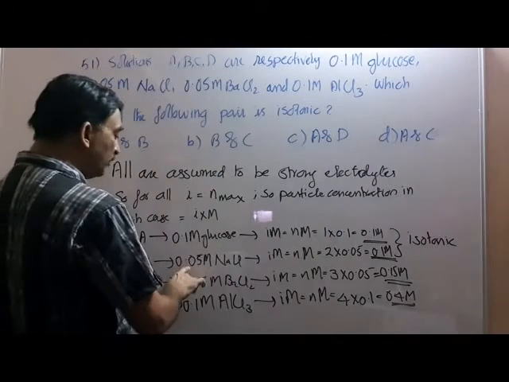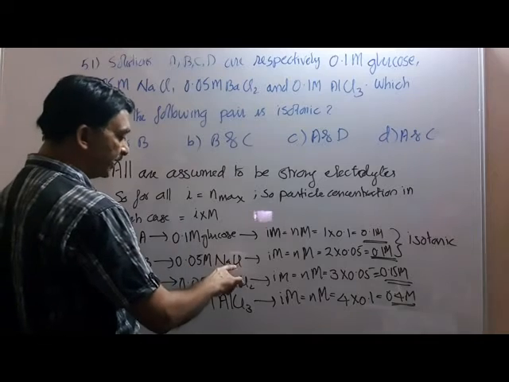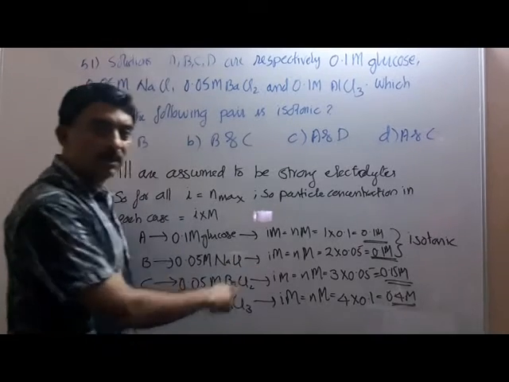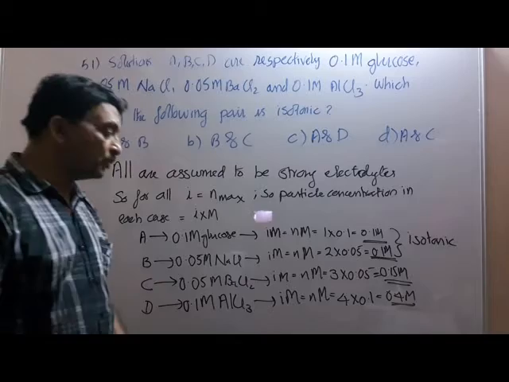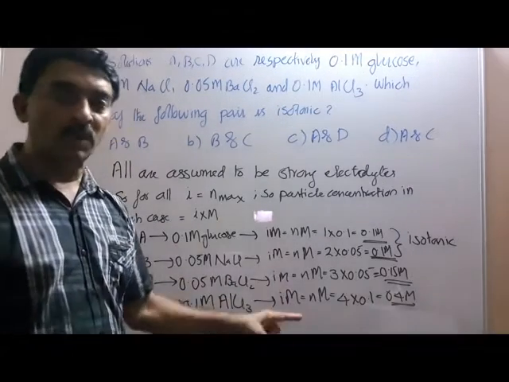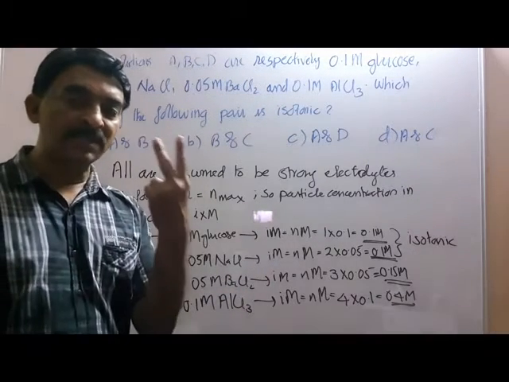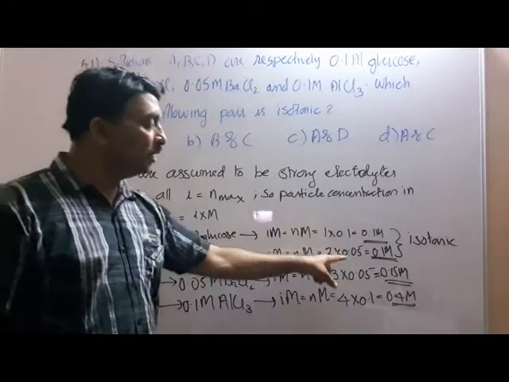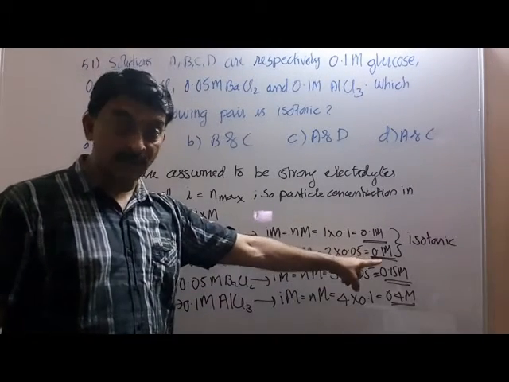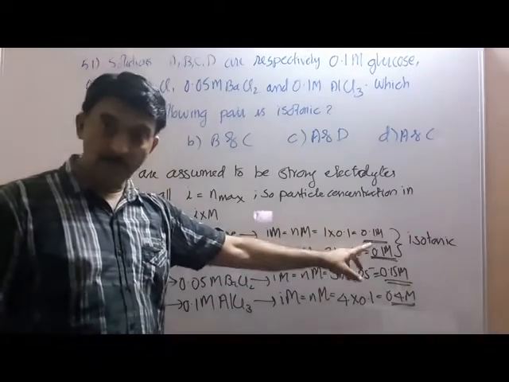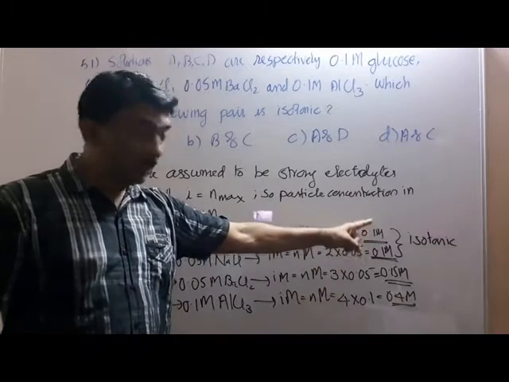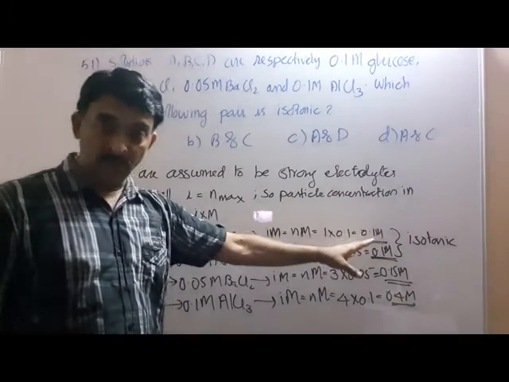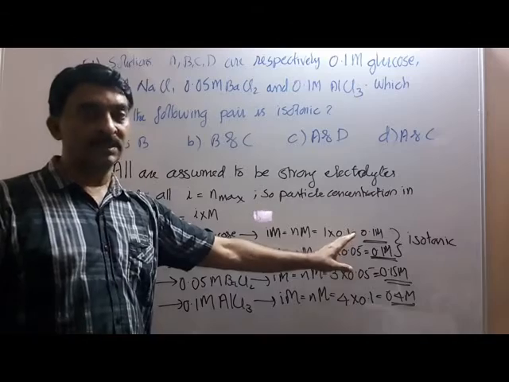Second case, 0.05 molar NaCl. So its iM, i into small m, is equal to n into small m. For NaCl, i is equal to n is equal to 2. So 2 into 0.05 giving you again 0.1 molar. So now we know A and B are already isotonic because their particle concentrations are the same.